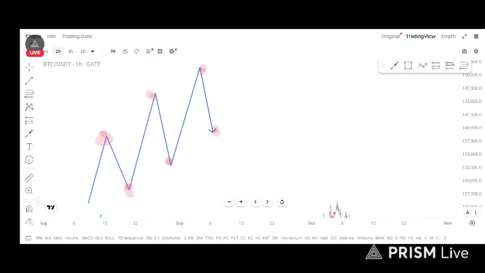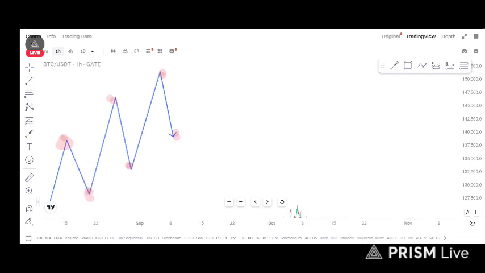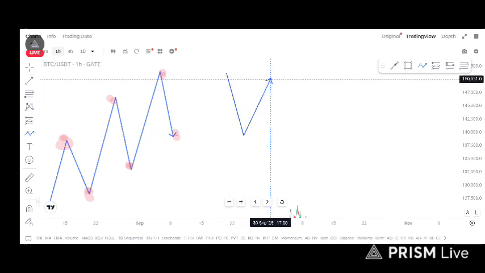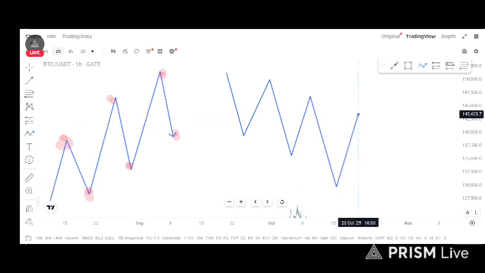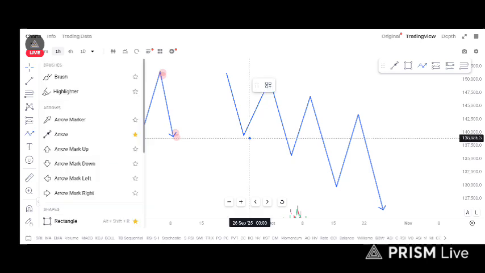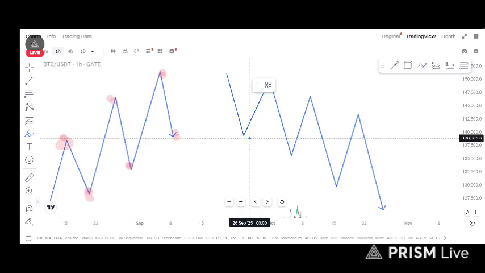This is an uptrend, then we now have a downtrend. A downtrend is when the market is creating a series of lower highs and lower lows: lower high, lower low, lower high, lower low. This is when you say that the market is in a downtrend. We have a lower high here, a lower low, a lower high here, a lower low.